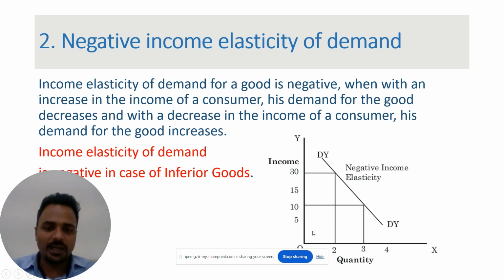As we can see in our diagram, when income increases from 10 to 30, then quantity demanded of inferior goods decreases from 3 to 2 units. So the income demand curve is downward sloping.